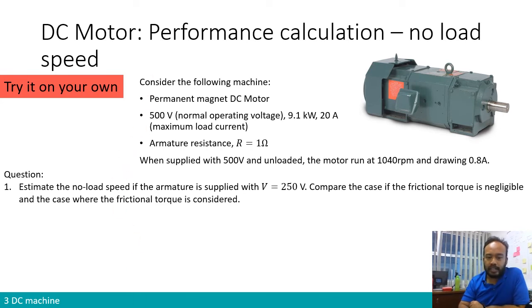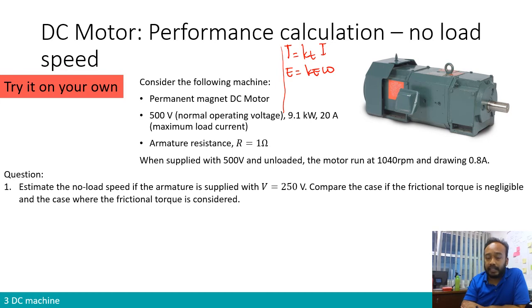In order to do this, let's first lay down all the equations that we know related to DC machines. The first two equations are the relation between torque and current, T equals KT multiplied by I, and the relation between back EMF and speed, E equals KE multiplied by omega.